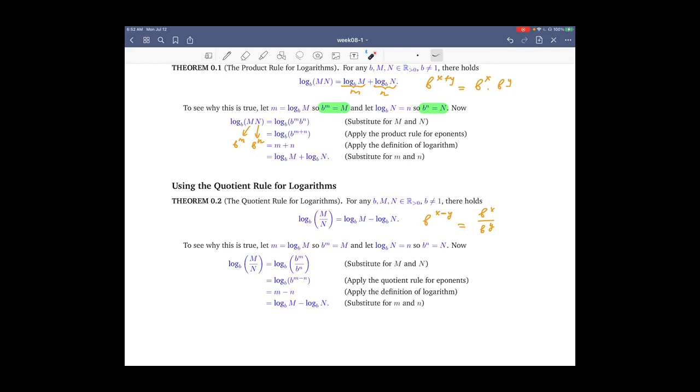So we denote log base b of capital M by little m. Therefore, again, as before, b to the power little m is capital M. And the same trick for little n. Little n will be log base b of capital N. So by definition of logarithm, that means b to the power little n equals capital N.